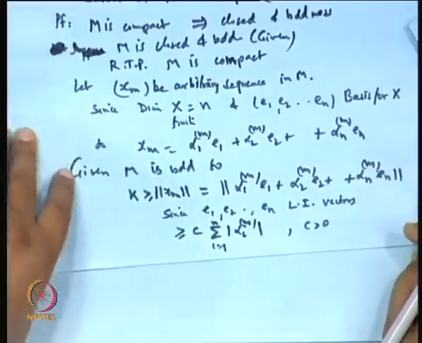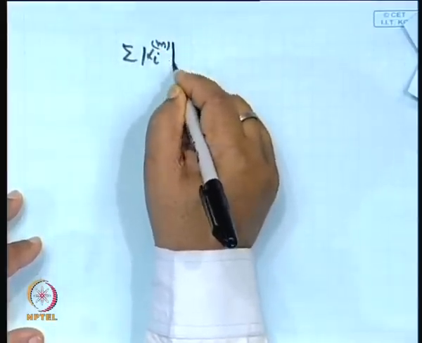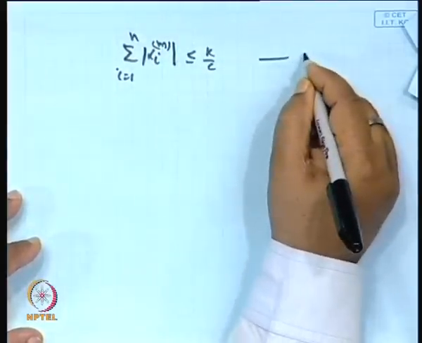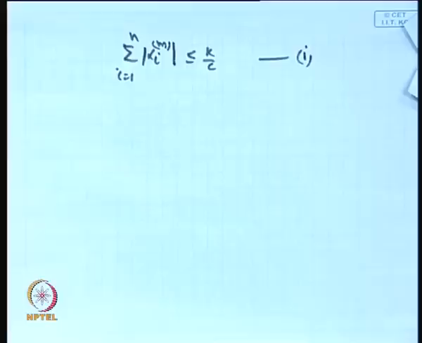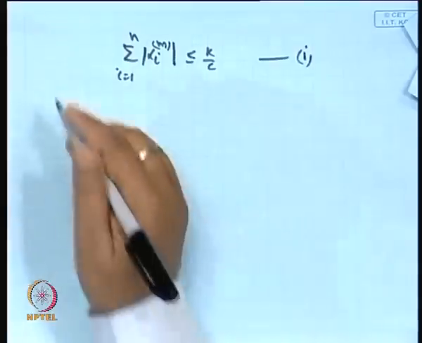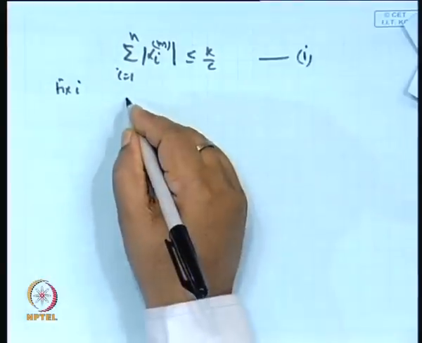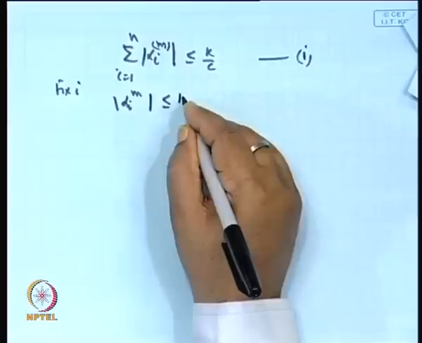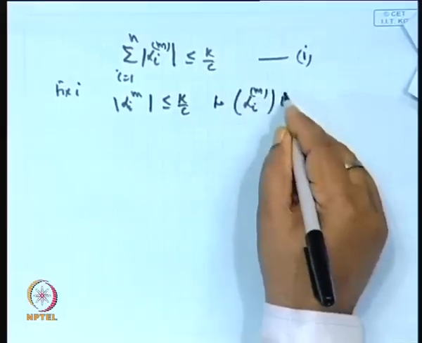Okay. So, from here we get that the sum of mod alpha_i^(m), with i from 1 to n, is less than or equal to k by C. Let it be 1. Okay. Now, if I fix i, then the mod of alpha_i^(m) is a bounded sequence. So, this sequence alpha_i^(m) is a bounded sequence.